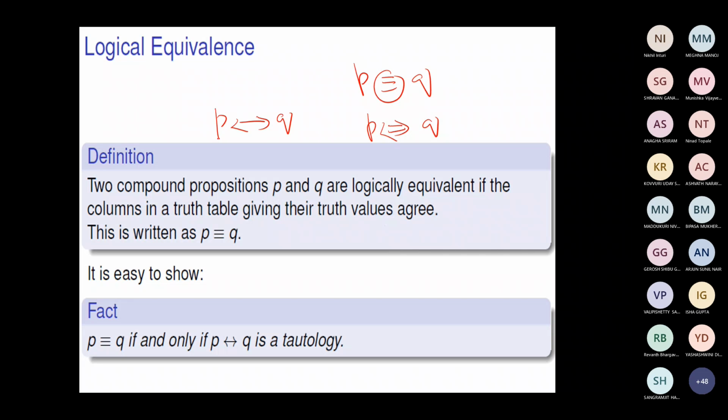Remember what example yesterday we have seen? The example was P implies Q, biconditional, not Q implies not P. Good. These two are equivalent to each other. Or even P conditional Q, biconditional, not P or Q. They are also equivalent to each other.